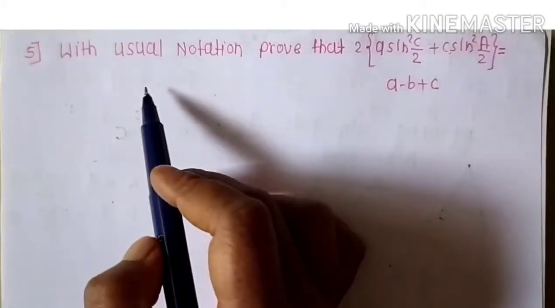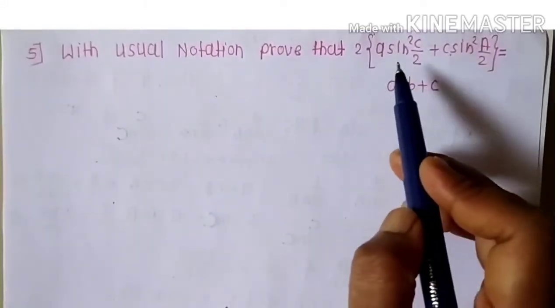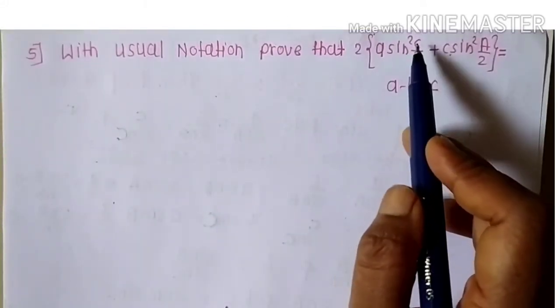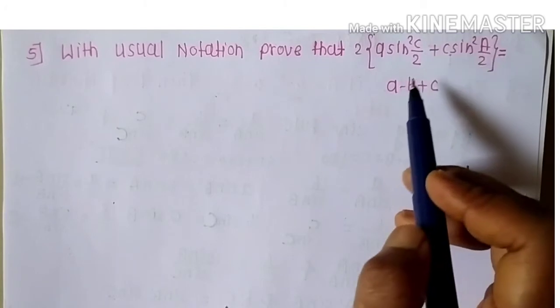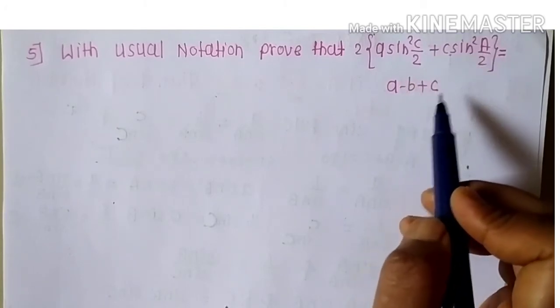The next example: with usual notation, prove that 2 times (a into sin square c by 2 plus c into sin square a by 2) is equal to a minus b plus c.